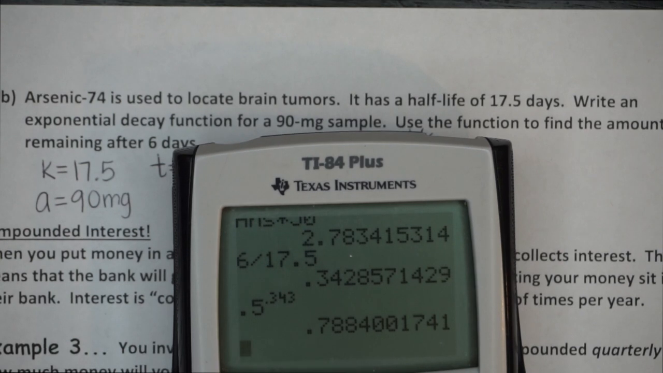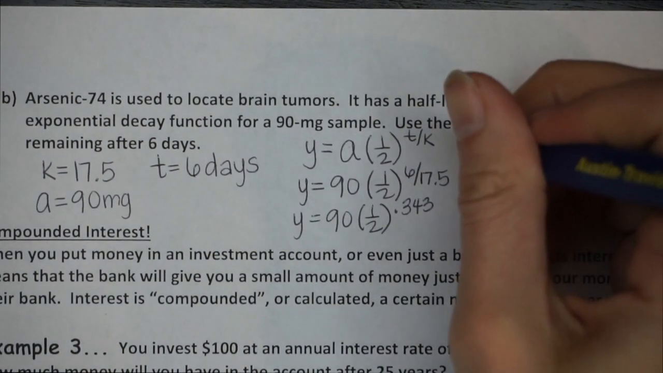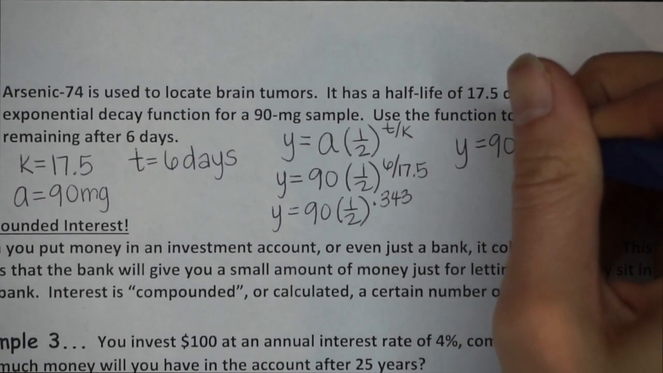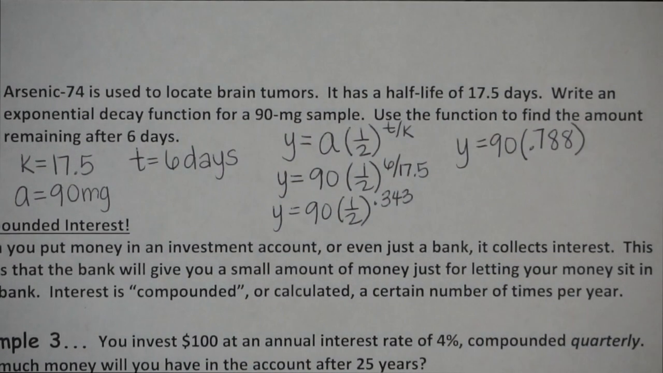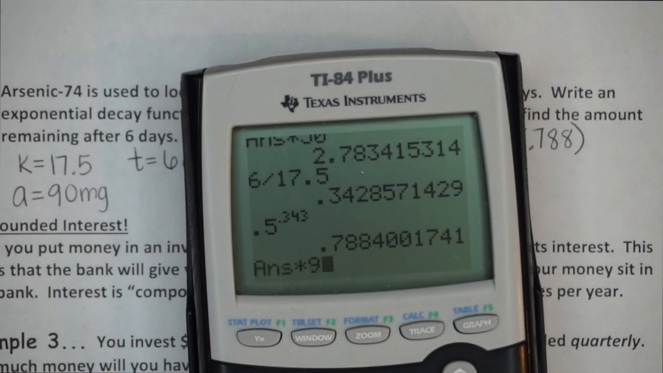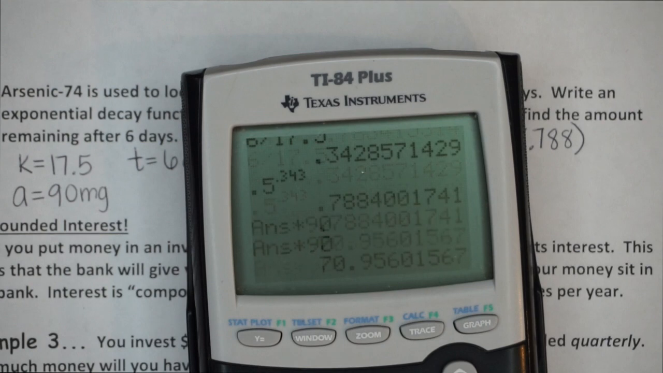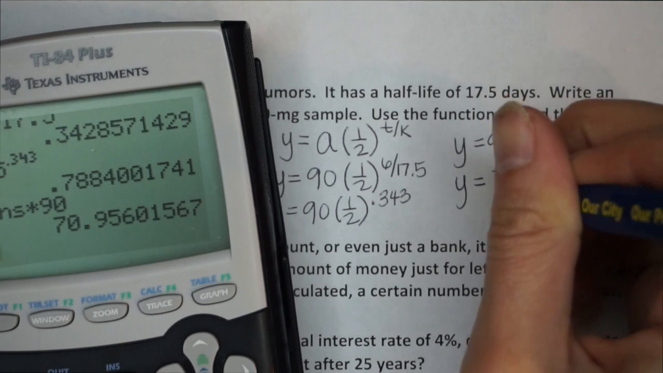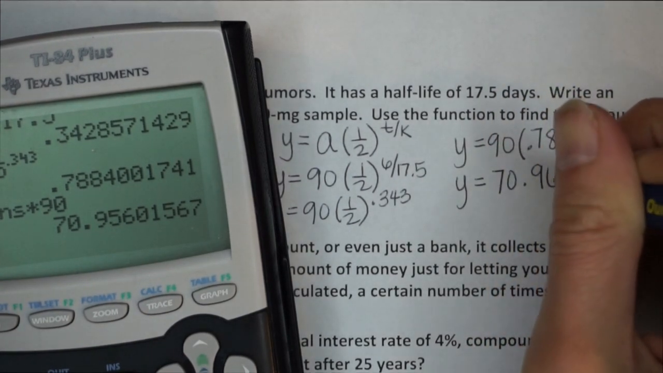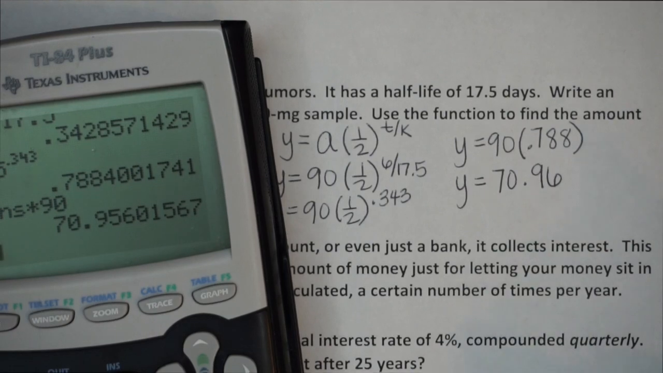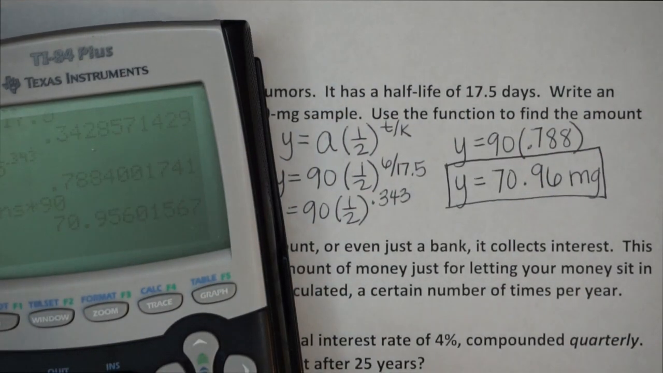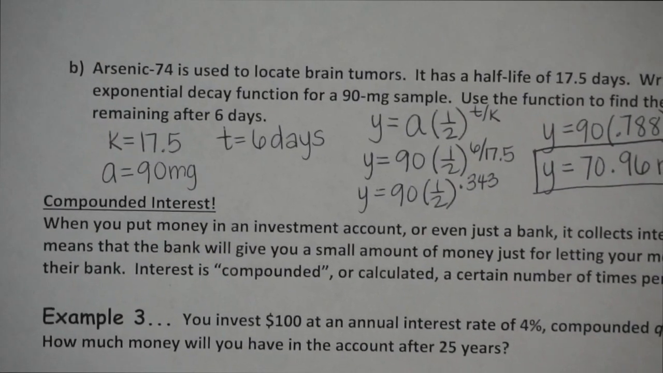Okay, we're going to round that, let's say 0.788. So now we have y equals 90 times 0.788, and I'm going to multiply that 0.788 times 90 to get my final answer, which is going to give us y equals 70.96 if we round up, milligrams remaining of arsenic. All right, final answer. And that's how you do half-life.